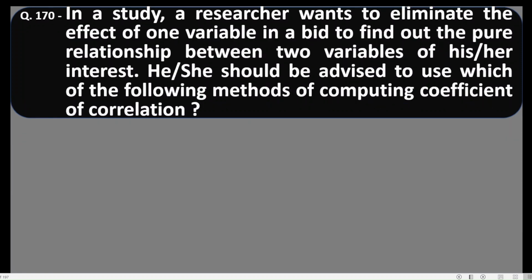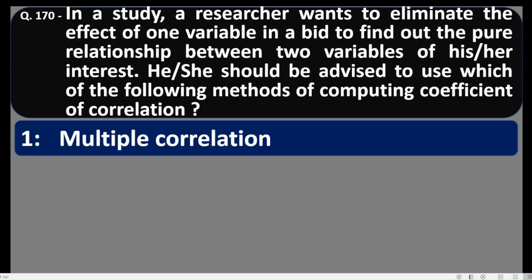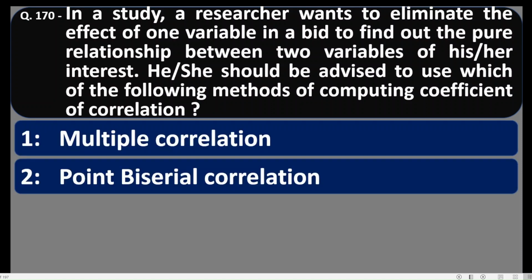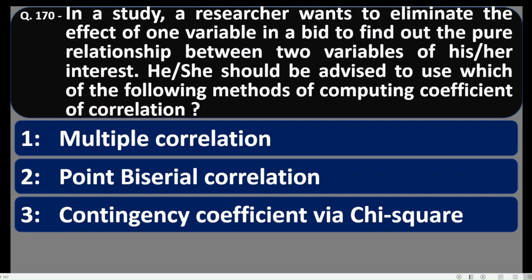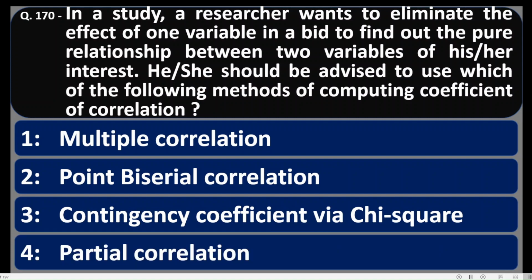Question 170. In a study, a researcher wants to eliminate the effect of one variable in a bid to find out the pure relationship between two variables of his or her interest. She should be advised to use which of the following methods of computing coefficient of correlation? Number 1, multiple correlation. Number 2, point biserial correlation. Number 3, contingency coefficient via chi-square. Number 4, partial correlation. We have discussed this type of example earlier in this video only.